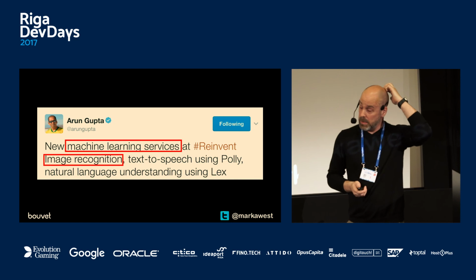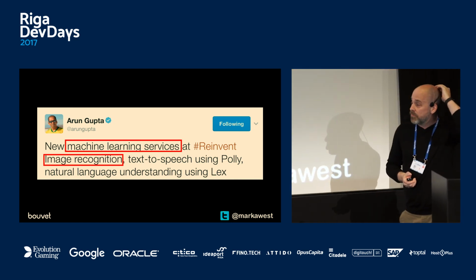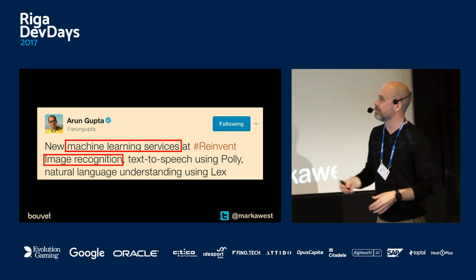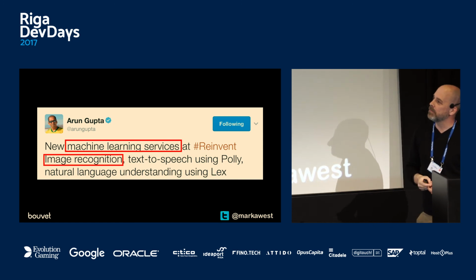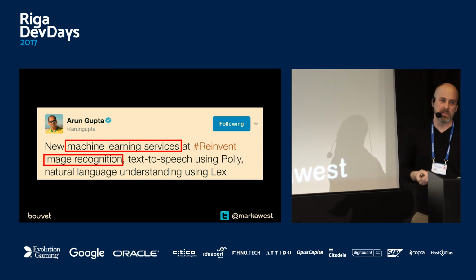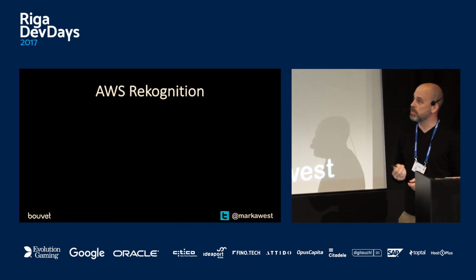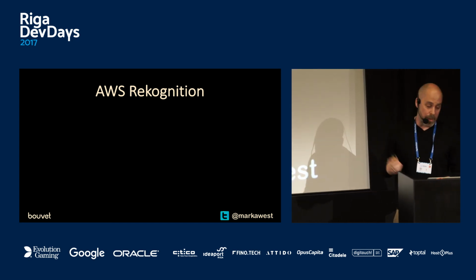I didn't know what I was going to do, and then suddenly, last November, I was reading my Twitter feed, and Aaron Gupta, this is before he started working at Amazon, tweeted. He was at the reInvent conference, which is Amazon's conference in the US, and he tweeted that there are new machine learning services being launched, including image recognition. So I had a look at this, and that brought me to Amazon Rekognition.